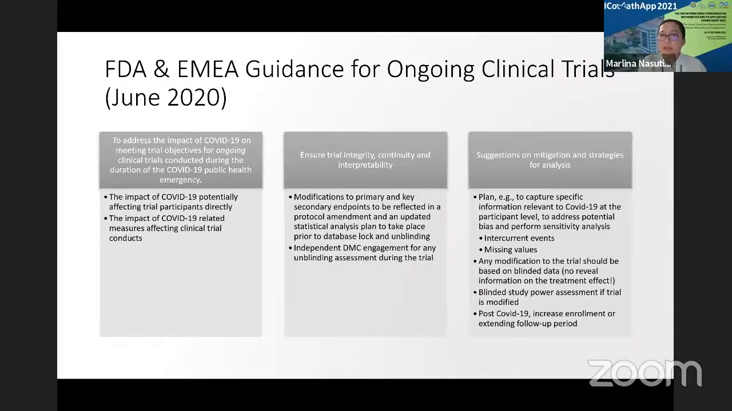Nah, karena itu FDA dan EMA menyarankan untuk mengcapture itu. One potential solution is to add a variable that basically flags whether that event, that occurrence happens before or after COVID-19. That is just a simple example. So basically we need to make sure that we are still in the corridor. Kita tetap dalam koridor ketika kita mengukur treatment effect. Tidak terbiaskan dengan adanya COVID-19 ini.